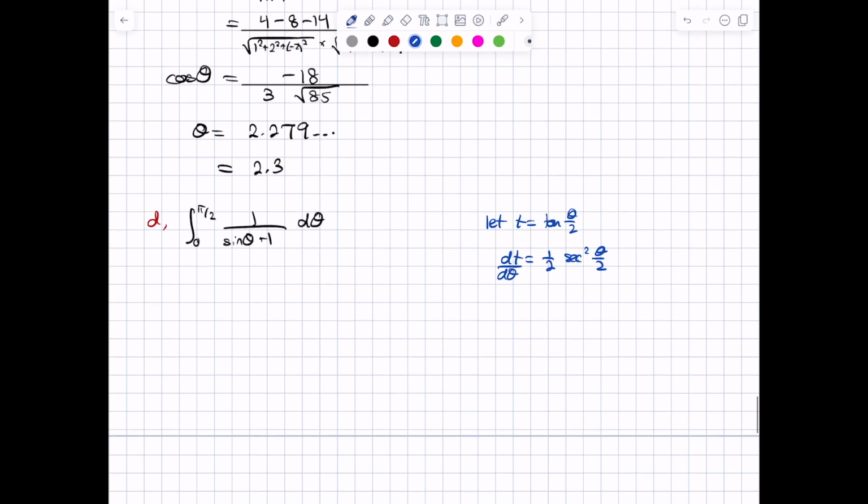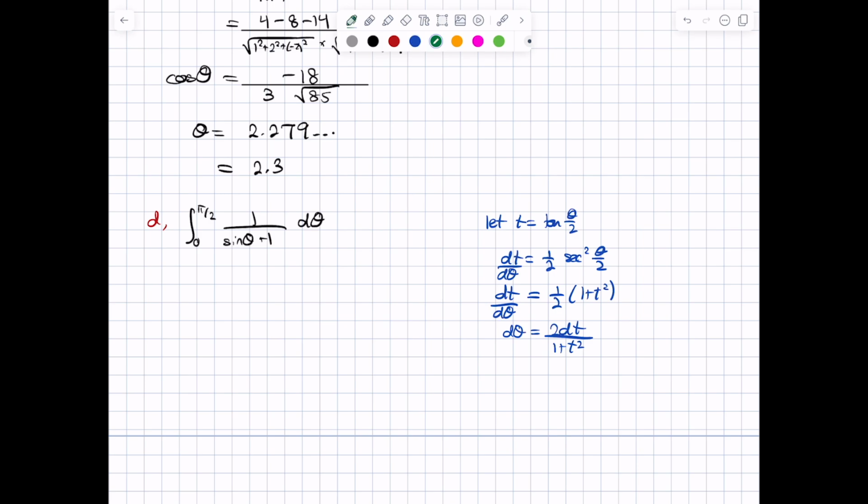Now sec squared I can write as 1 plus tan squared, but tan is equal to t. So this is equal to 1 on 2, 1 plus t squared. And I'm going to make d theta the subject. And doing that gives me 2 dt rather on 1 plus t squared. So there I've got my result to sub in for d theta.